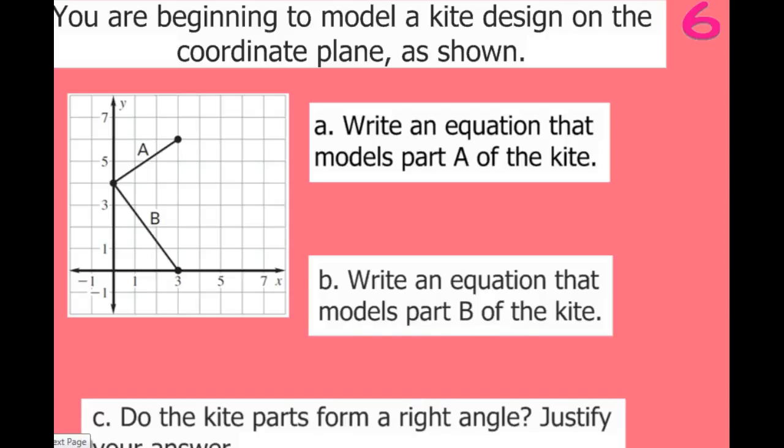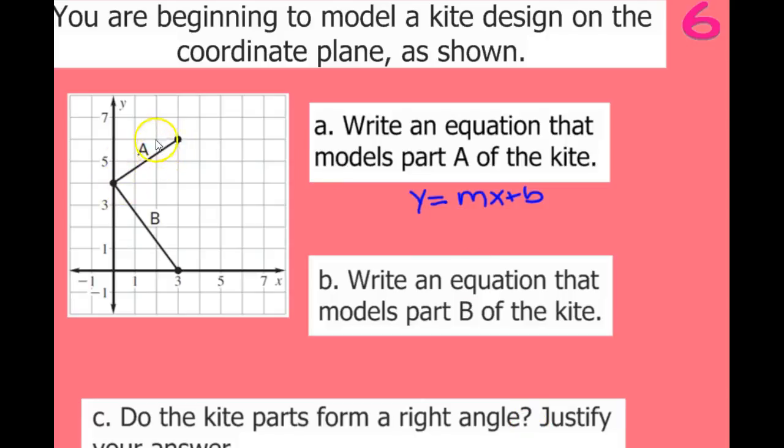Our last problem, this one I believe is also on your homework. It says you are beginning to model a kite design on the coordinate plane as shown. Write an equation that models part A of the kite. Well, equation, we want the form y equals mx plus b. Let's see if we can find those things.